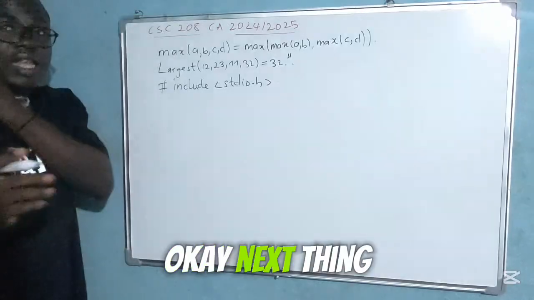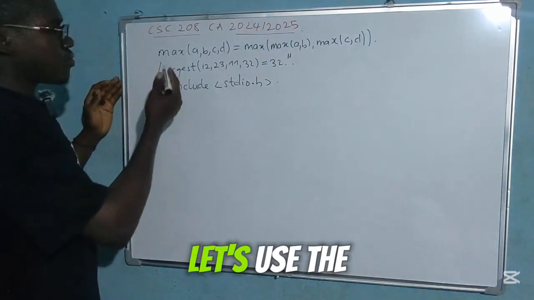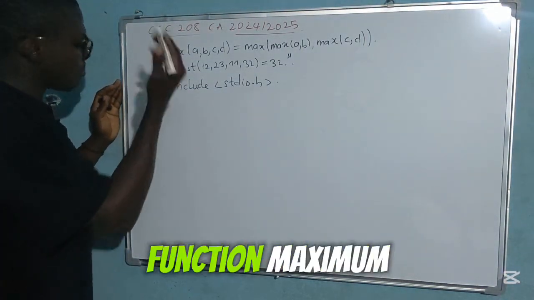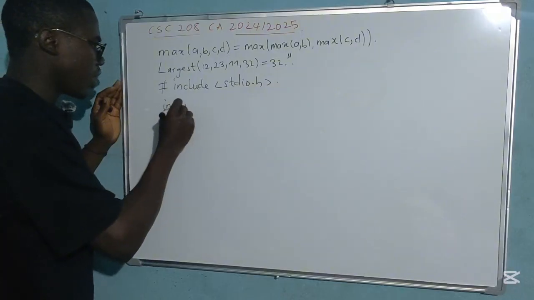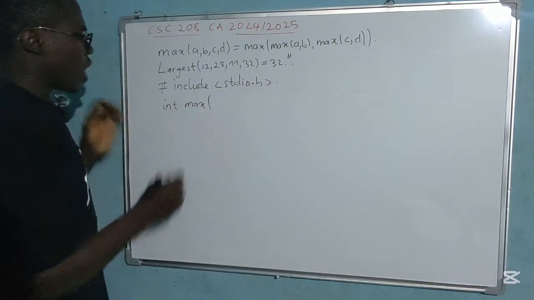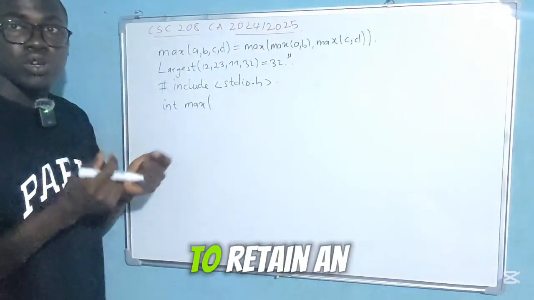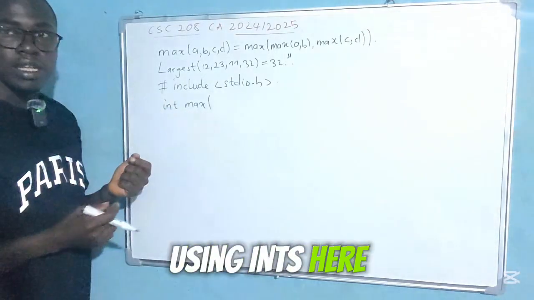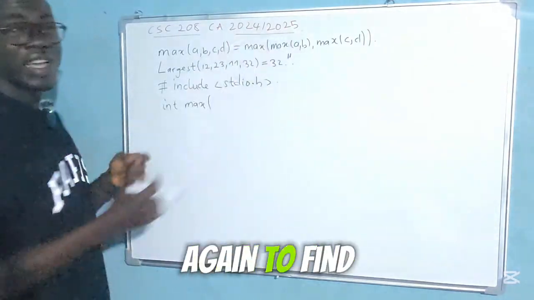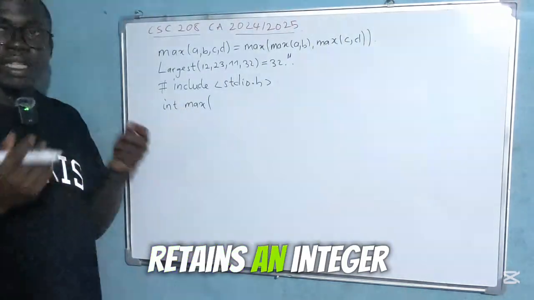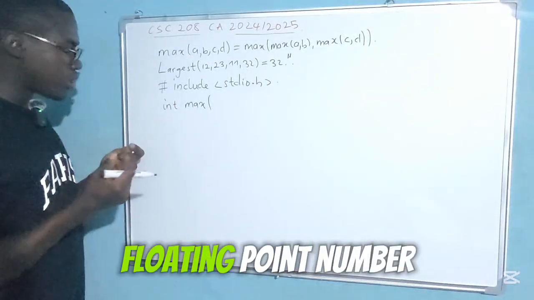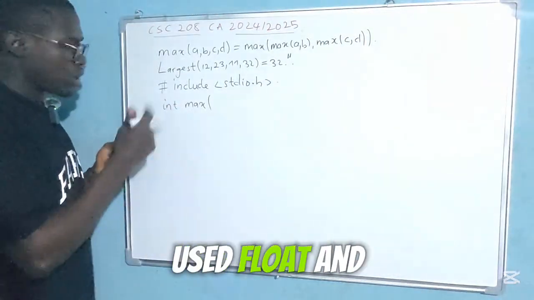okay, next thing, let's use the function maximum. Int maximum, max. I'm using int max here because we are going to return a value. We are going to return an integer. That's why I'm using int here, and that integer will be used again to find another maximum. So this function returns an integer. That's why we use int. If you return a floating point number, we would have used float, and so on.